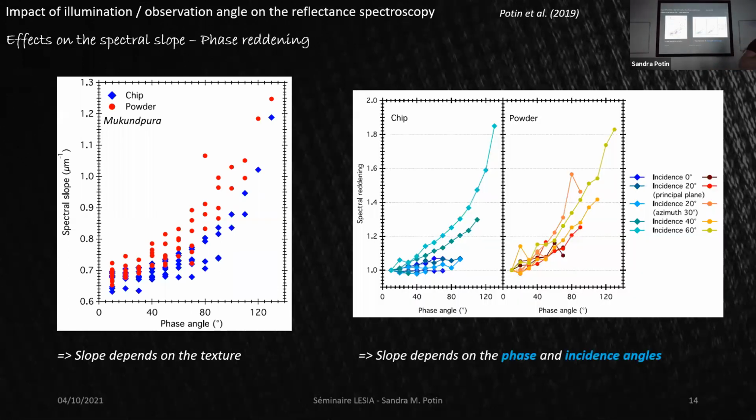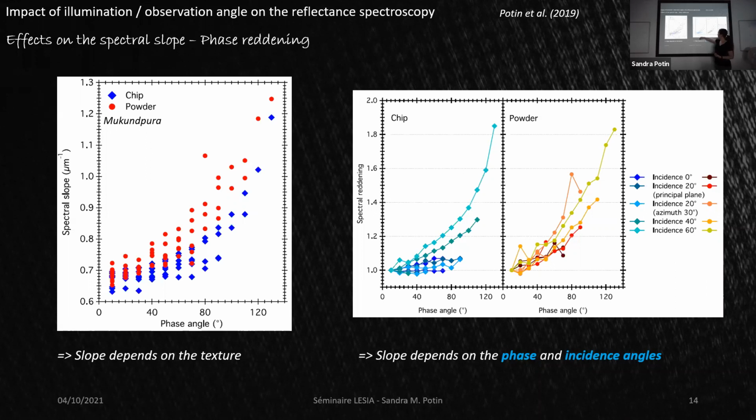Another interesting effect: these plots here are exactly the same data that is shown on the plot on the left. I only plotted the different incidence angles with various colors. You can see on this one, on the powder, we don't have any dependency, but in the case of the chip, we also have a dependency of the phase reddening with the incidence angle.